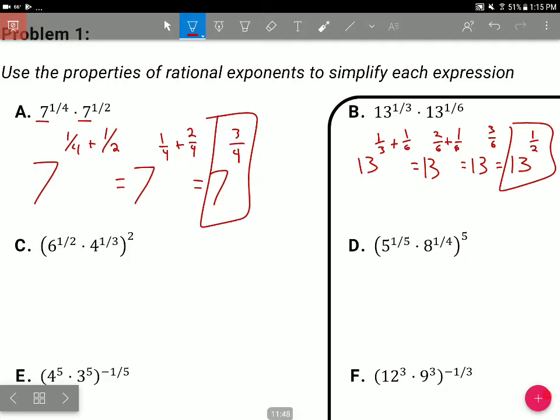Do you understand that we added the exponents? Okay, if I'm multiplying the same base, the rule is I add the exponents. That's the rule from the other side. And from here, it's just adding fractions. That's all that is.